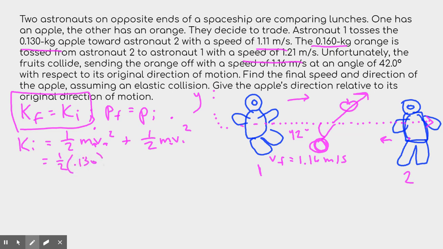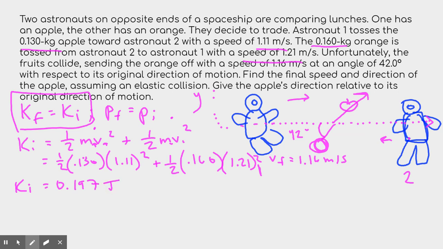That's 1/2 times 0.130 times 1.11 squared plus 1/2 times 0.160 and 1.21 squared. That makes our initial kinetic energy 0.197 joules. Now we need to do the same thing for the final kinetic energy. However, we don't have everything we need. We have almost everything we need, and this is actually fairly easy to solve.